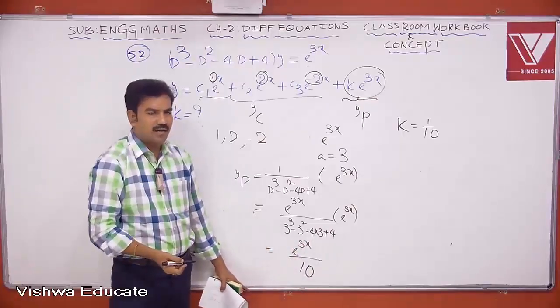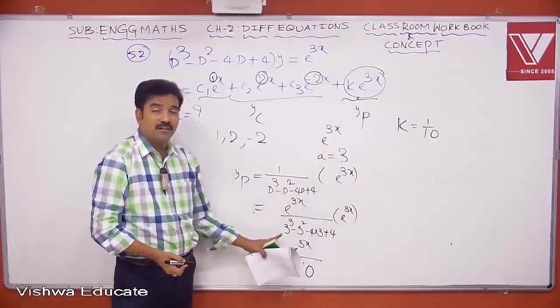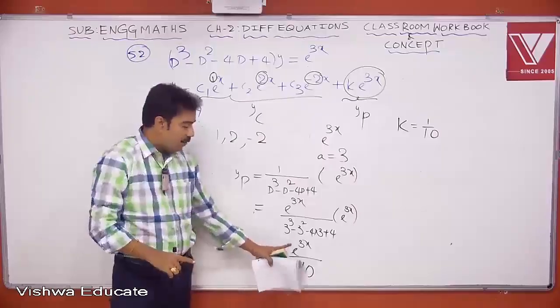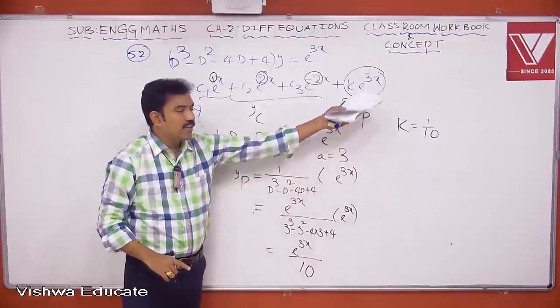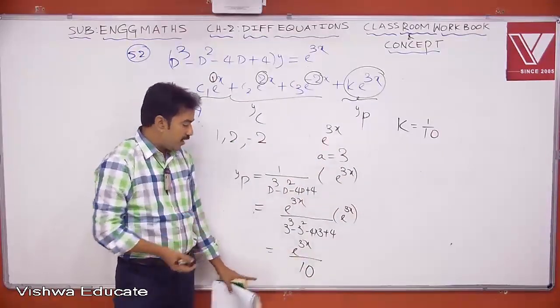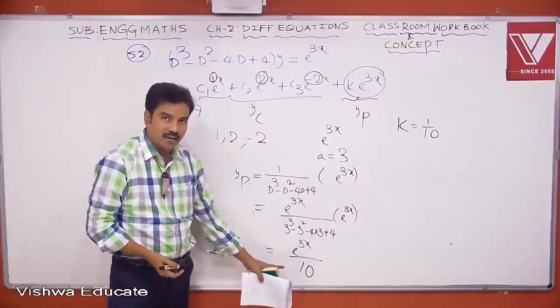What we have done is calculate the particular integral by case 1, and compare this particular integral with k times e^(3x), so that we get the k value as 1 by 10.